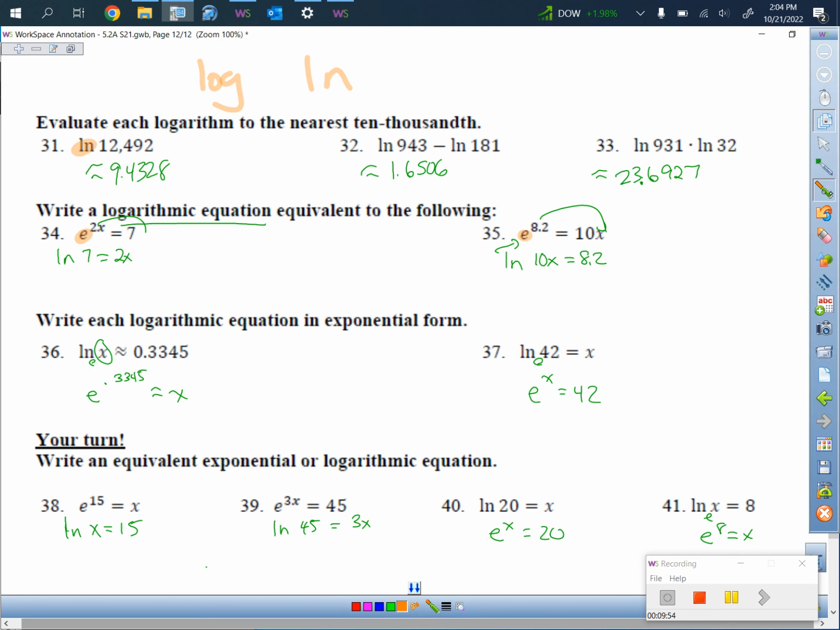It is amazing on MyMathLab how many people can't type natural logs in, right? They think that is a capital I. It is not a capital I. It is a lowercase l and a lowercase n for natural logarithm. Logarithm de natural, which is the Greek way to say it.